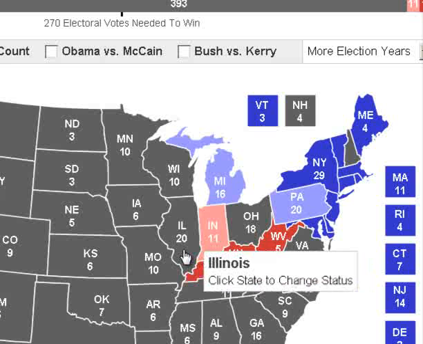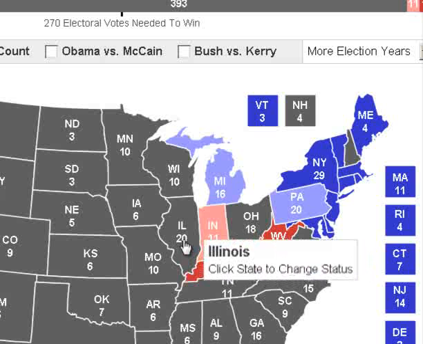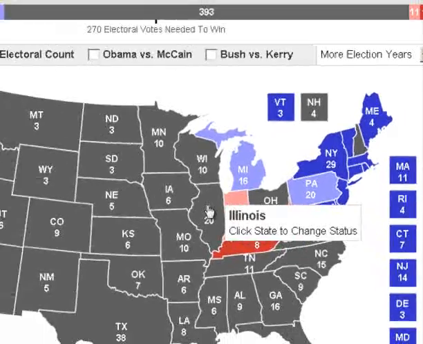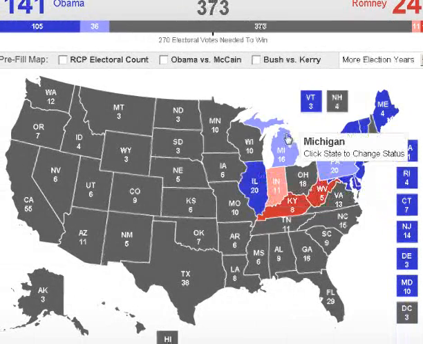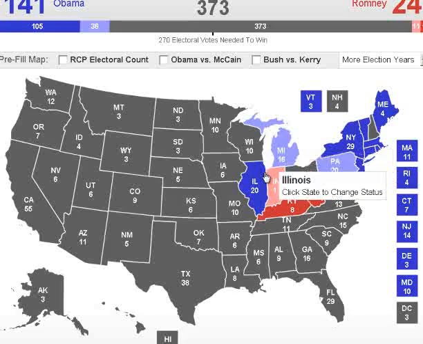Illinois. Illinois is a state that, again, once was a swing state, like New York and New Jersey in the middle of the 20th century was a swing state. No more. It has been reliably Democratic in the recent past. President Obama, of course, hails from Chicago. There's very little question that President Obama will win Illinois.